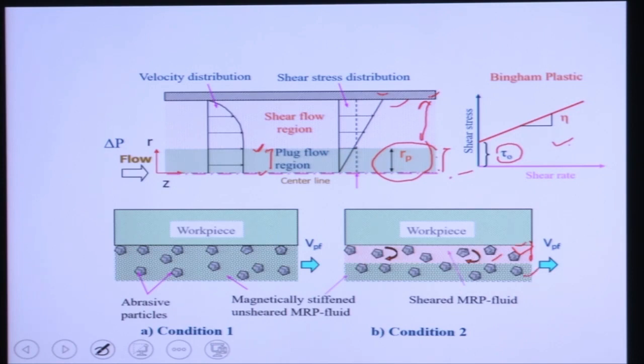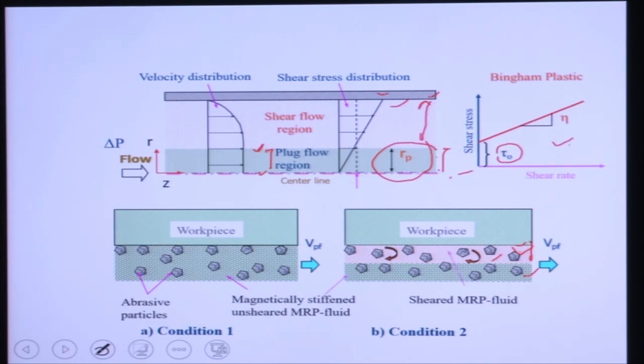At the center, your shear stress is 0, and at the wall shear stress is maximum. That's why the fluid actually shears at the wall only. First, it shears at the wall. Here you can see these abrasive particles in the shear zone do not have that much bonding force. That's why these abrasive particles can rotate here. If they are not able to cut, then they will rotate there in condition 2.